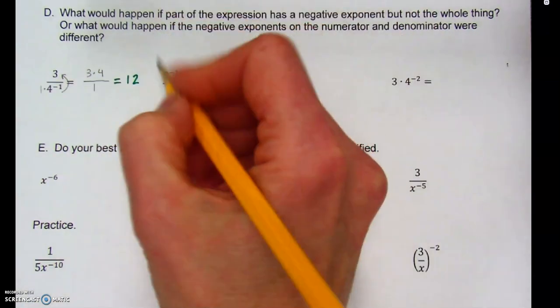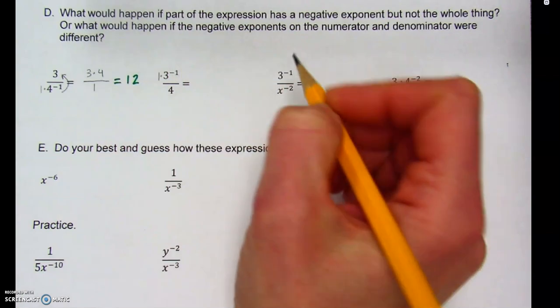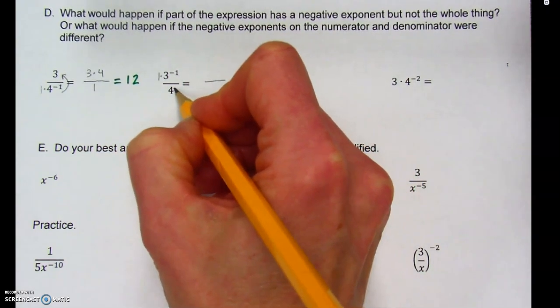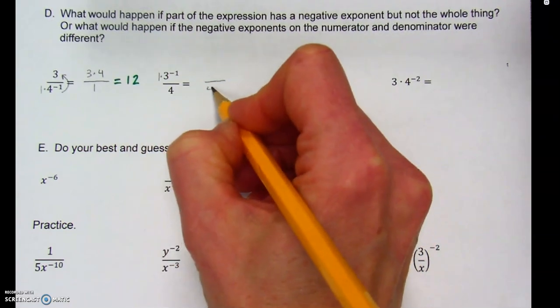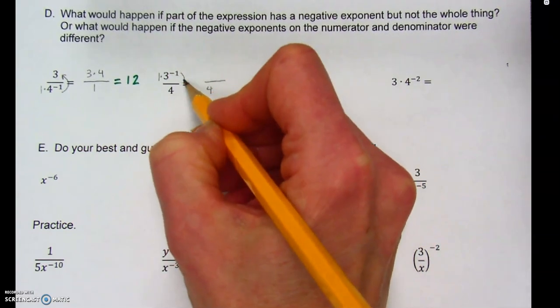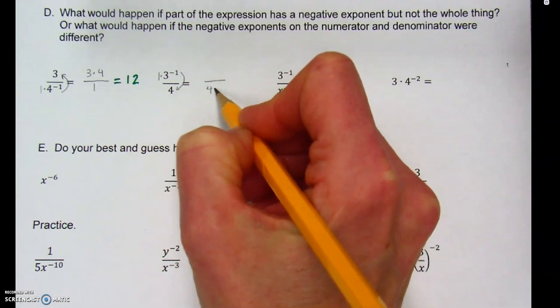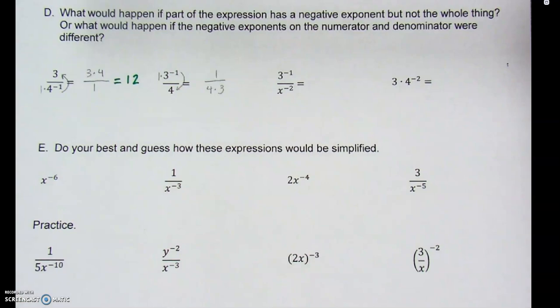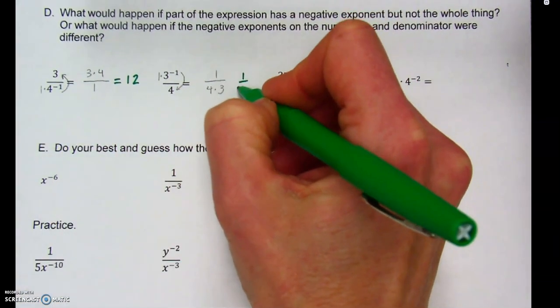In this case, again, there's an understood 1 in front of there. The 4 doesn't have an exponent showing. It stays there. The 3 with its negative exponent moves into the denominator with the 4. And so this simplified would be 1 over 12.